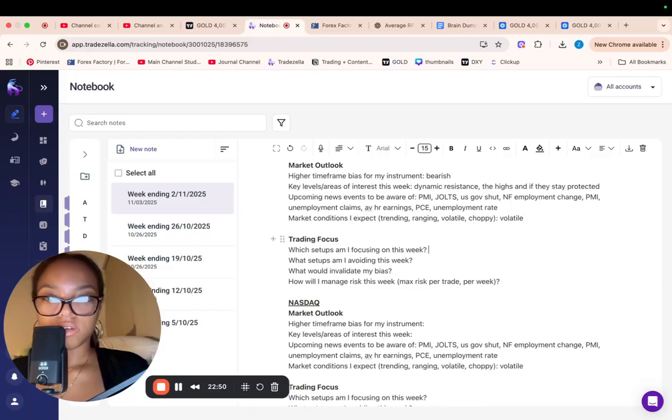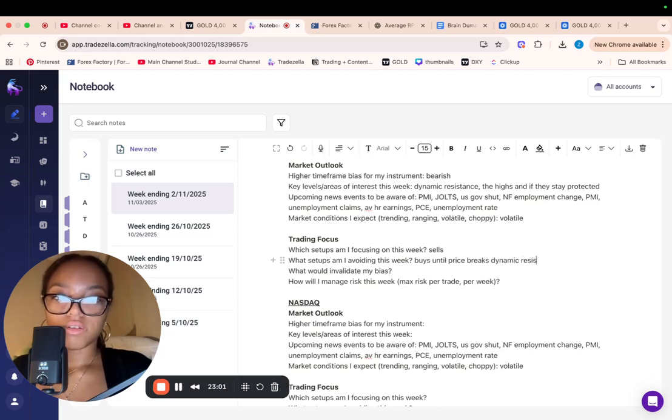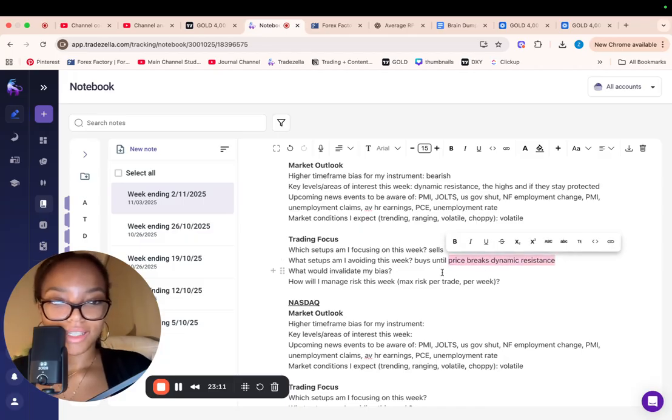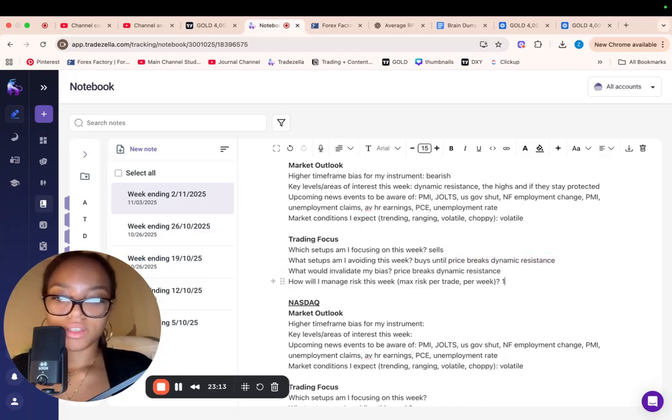What setups am I focusing on? I'm focusing on sells. I'm avoiding buys until price breaks dynamic resistance. What would invalidate my bias? There we go. One trade per day, 1% risk on gold.